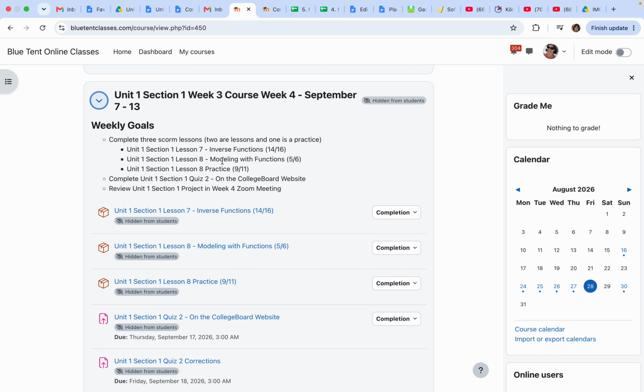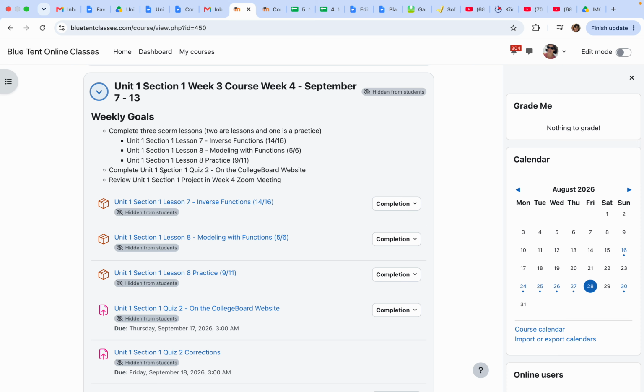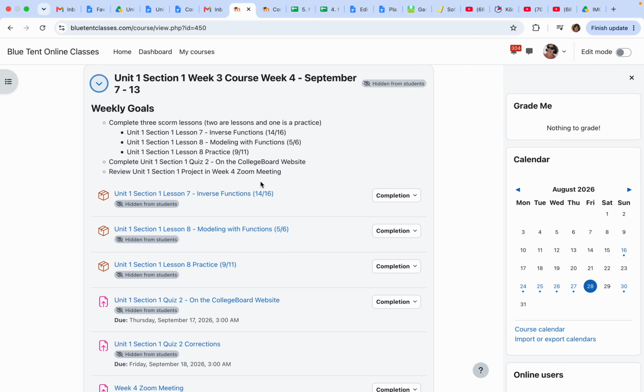Next week we're going to work on inverse functions. There's a lesson on inverse functions, and there's going to be a lesson on modeling with functions. I broke this up into 2 parts because it's a little bit long, so one is the lesson and one is the practice. They're separate. There's going to be a quiz on the College Board website. You'll go there and take the quiz, and then you'll come back and report that you've done it and show me your work. It won't be a Zoom meeting, remember, it'll be a video lesson. So next week we're wrapping up Unit 1, Section 1, with a second quiz.